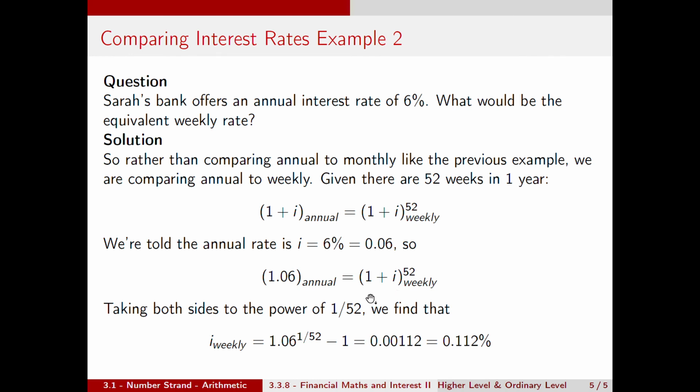We subtract 1 from both sides to get down to this line, which is that the interest rate for weekly is equal to 1.06 to the power of 1 over 52, minus 1. And that's 0.00112, which is equal to 0.112%. So being charged 0.112% on our weekly interest rate is equivalent to 6% annually. So 0.112% weekly is equivalent to 6% annually.